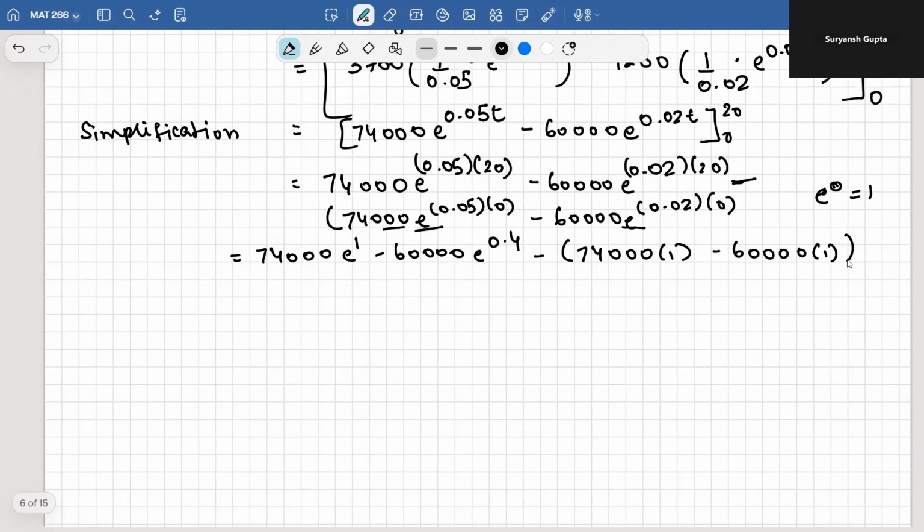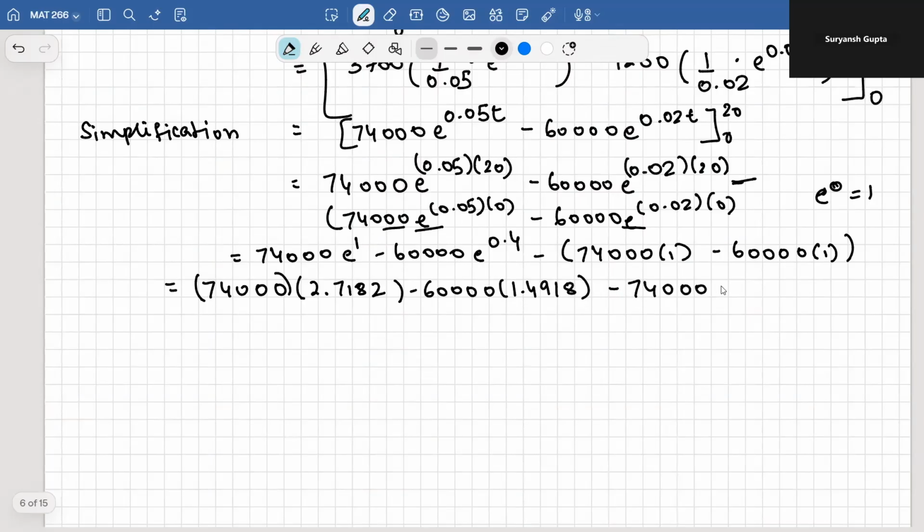Now I can find what e to the power 1 and e to the power 0.4 are in my calculator, and I can replace those values here. So I end up getting 74,000 times e to the power 1, which is 2.7182 rounded, minus 60,000 times e to the power 0.4, which is 1.4918 rounded, minus 74,000 plus 60,000. I've opened the brackets here, so my negative signs get multiplied to both my terms inside.